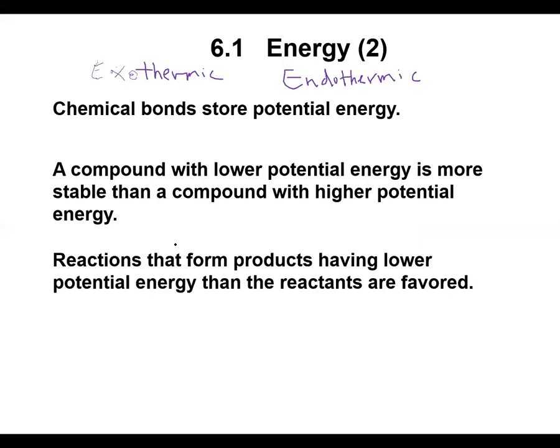And reactions that have products with a lower potential energy than the reactants are favored. Again, the idea of the reaction is to get everybody into a better state of energy, if you will, a lower state of potential energy, and that really does favor a reaction to take place. When we end up with higher energy, it's not necessarily favorable for that reaction to actually occur.